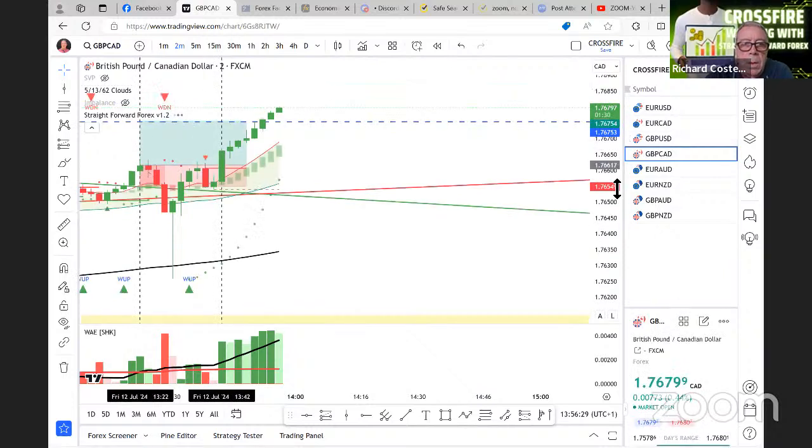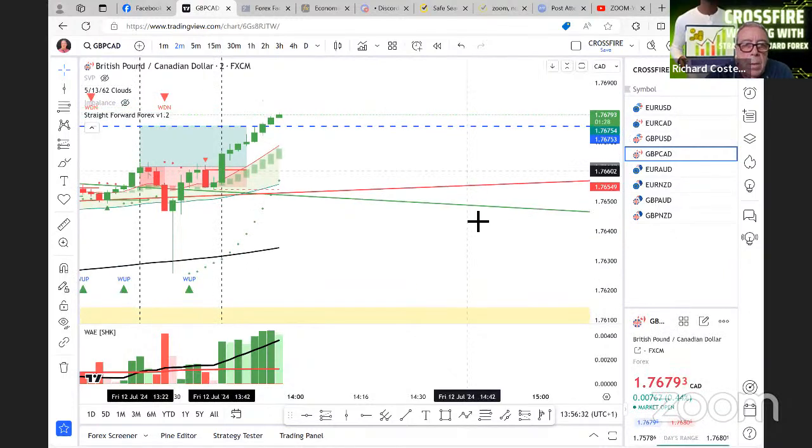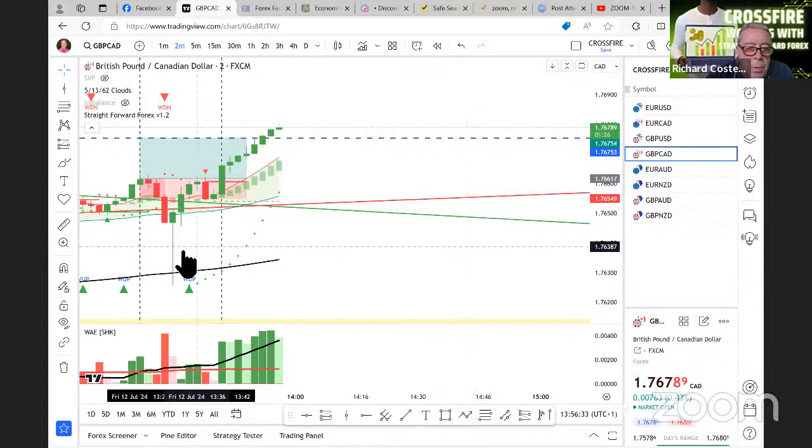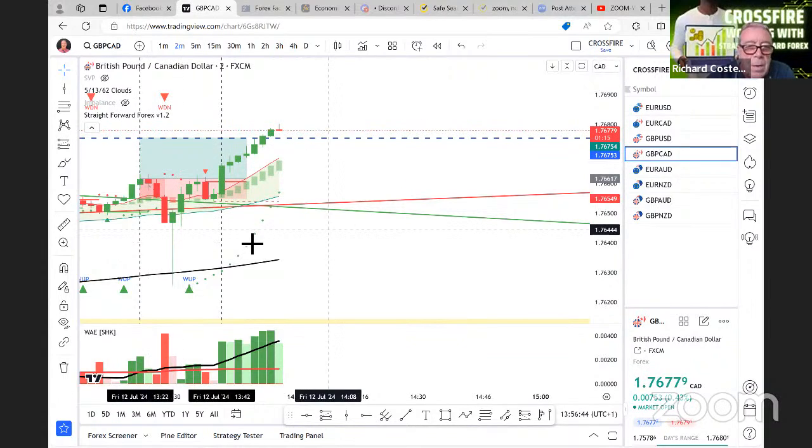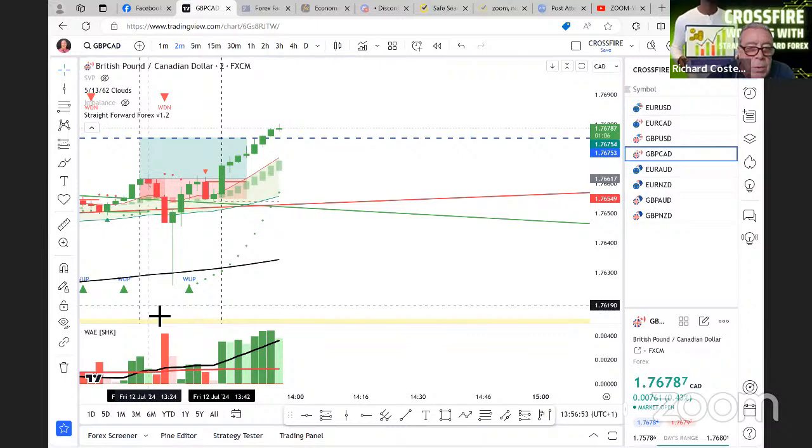Okay, so that was a 1340. No, it's not. Let me just. That's a 1342. So that candle there was 1322, 1324, 26, 28. So that was the news candle.